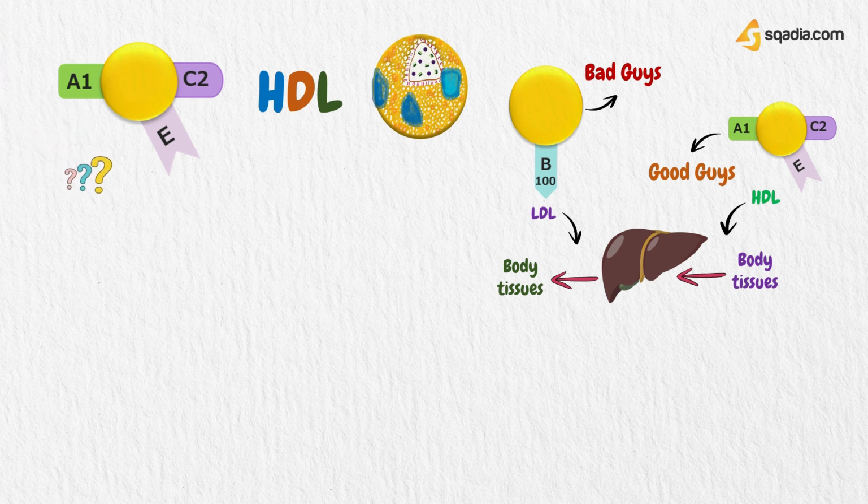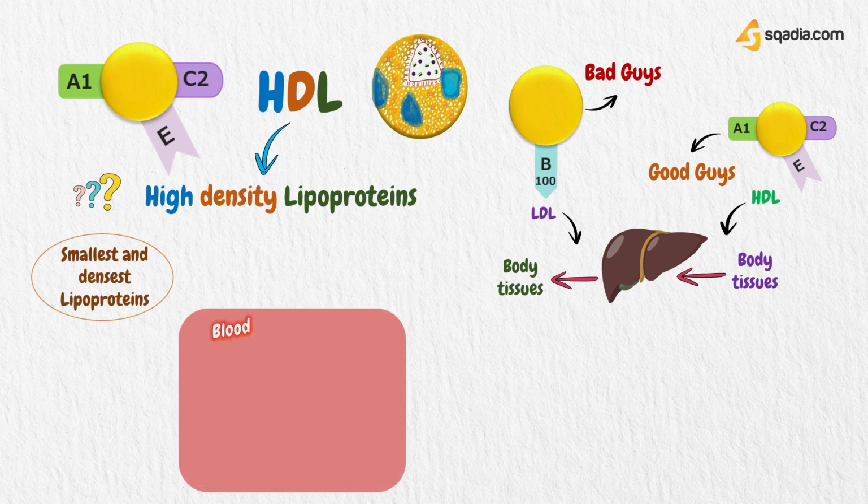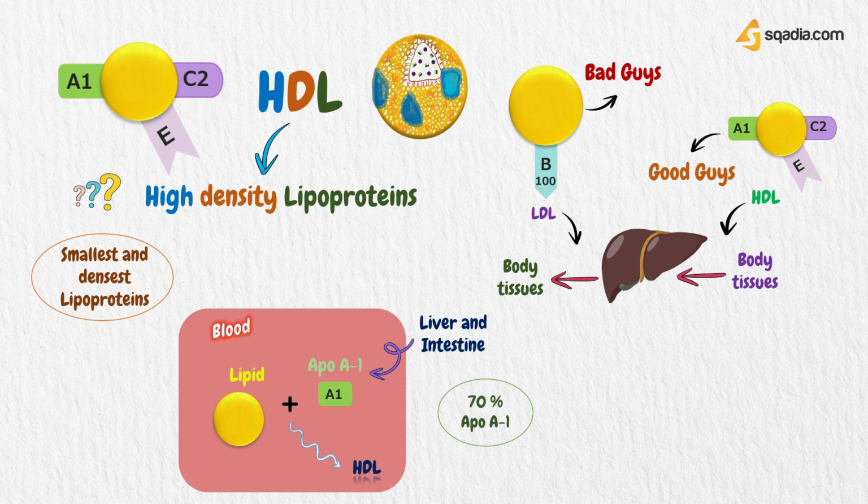So, what is HDL? HDL stands for high-density lipoproteins. HDL are the smallest and densest lipoproteins that comprise a heterogeneous family of lipoproteins with a complex metabolism. HDL particles are formed in the blood by the addition of lipid to ApoA1, an apolipoprotein made and secreted by the liver and intestine. ApoA1 accounts for approximately 70% of the apolipoproteins in HDL.